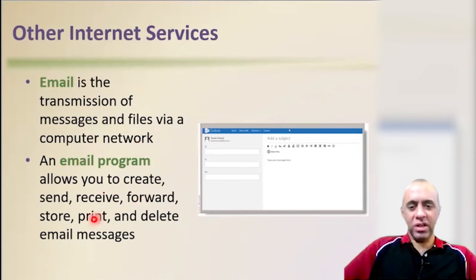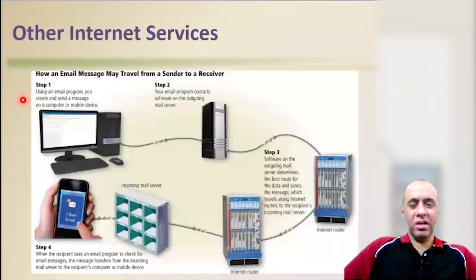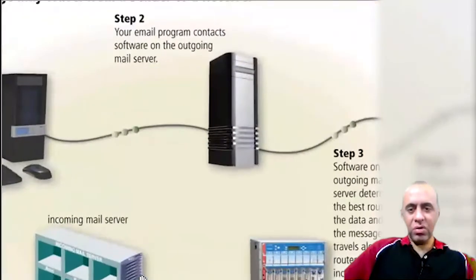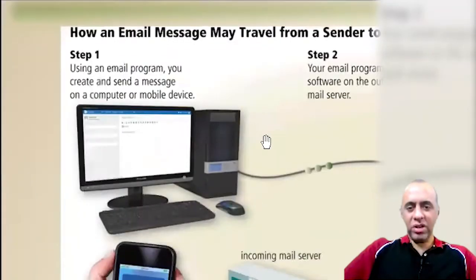An email program allows you to create, send, receive, forward, store, print, and delete email messages. An example of an email program is the Gmail app you have on your Android phones or iOS. Similarly, email is the message that you send using that app. And this is an example of how an email is sent.